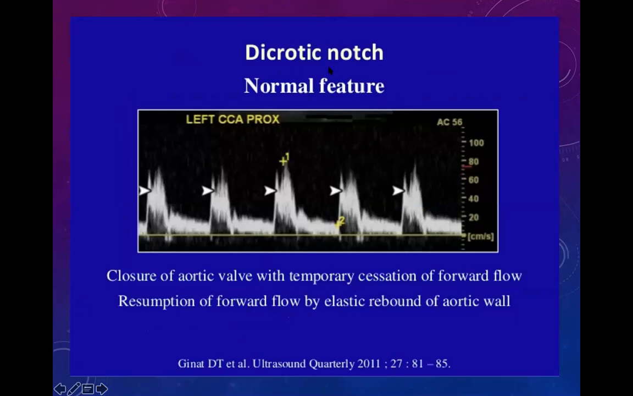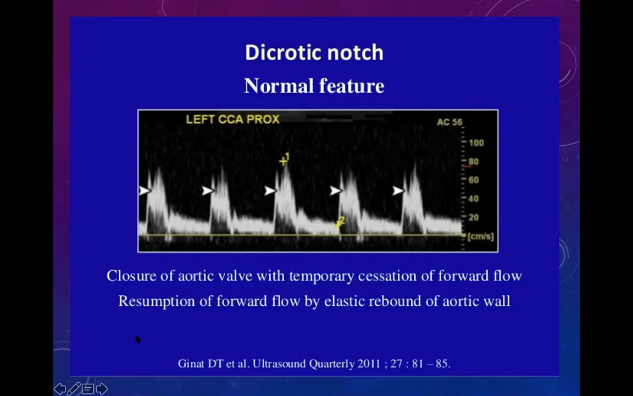The difference between the other femoral arteries and brachial that we talked about, there is a dicrotic notch in this, and this is also a normal feature. So these are the differences from the previous talks that I'm just highlighting here, because the closure of the aortic valve with temporary cessation of forward flow is why the dicrotic notch is formed. And when there is resumption of forward flow by elastic rebound of the aortic wall, this is the dicrotic notch that is found in the carotid. So this is not the regular triphasic flow that we were seeing in all the other Dopplers. So this is the dicrotic notch.